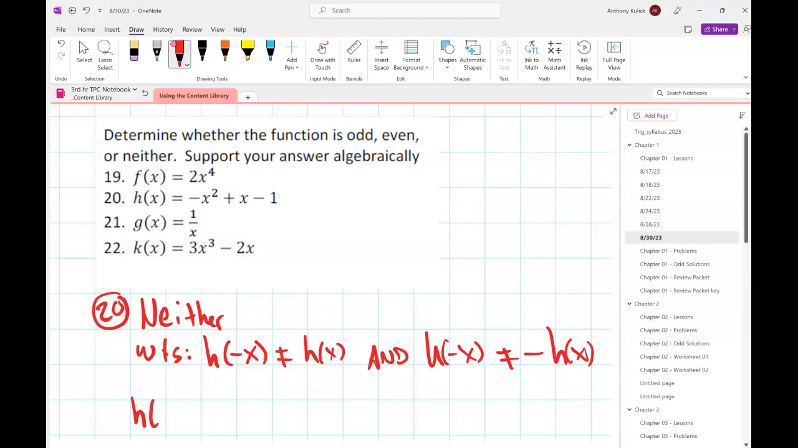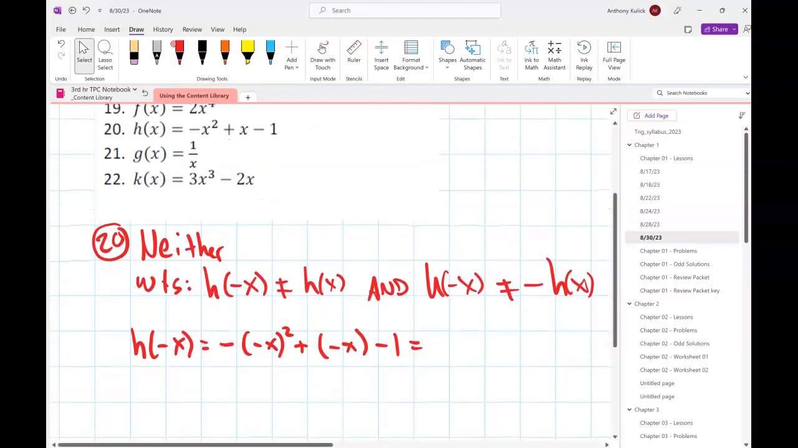So let's start by doing h of negative x. And we know when we have negative x plugged into a function, what we want to do is replace all the x's in our function with negative x's. So I'll do that. Now, important question. How does negative of negative x squared simplify? What does that simplify down to? It simplifies down to negative x squared.